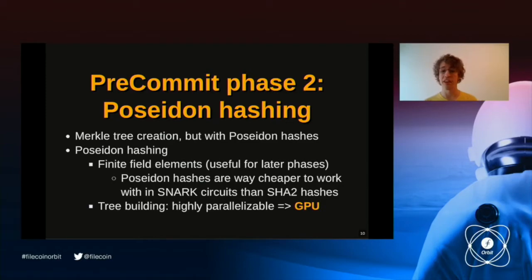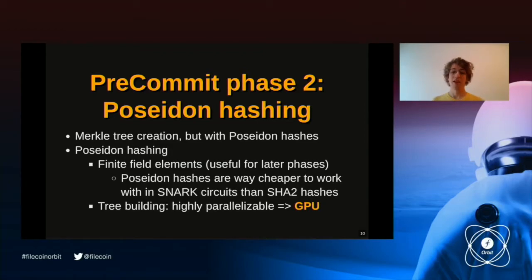Let's get to the next phase. It's the pre-commit phase 2. It's about Poseidon hashing. So again, we do some Merkle tree creation. This time, several ones. I won't go into the details, but the important bit is we use Poseidon hashing for this. Poseidon hashing is a hash algorithm that works on finite field elements. What they are, well, they are a cryptographic primitive. That's all you need to know for now. I will get back to this later.